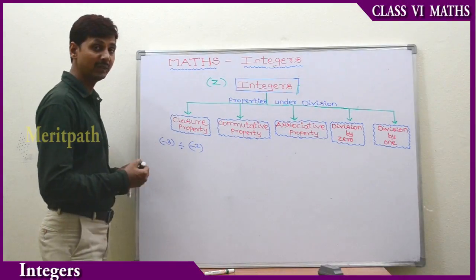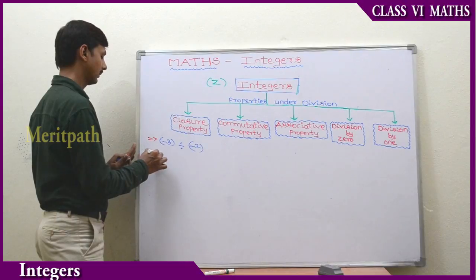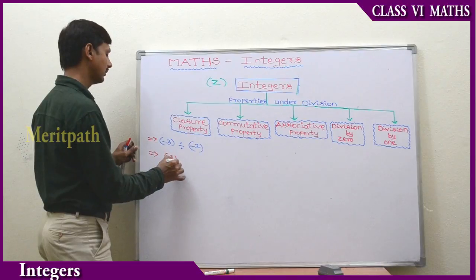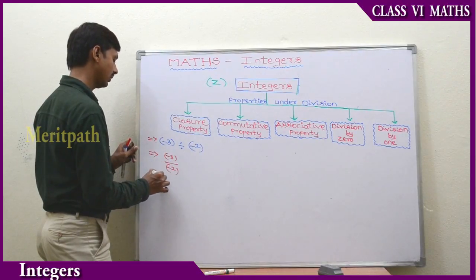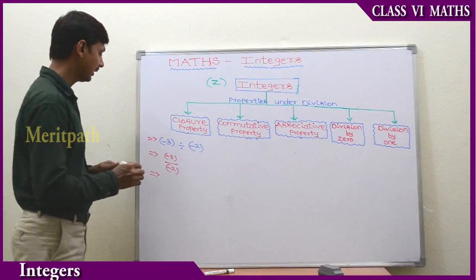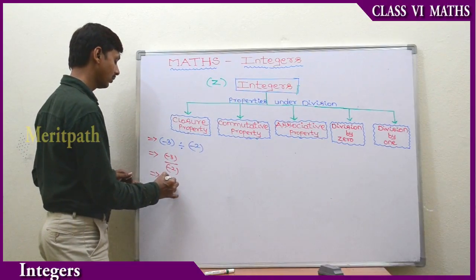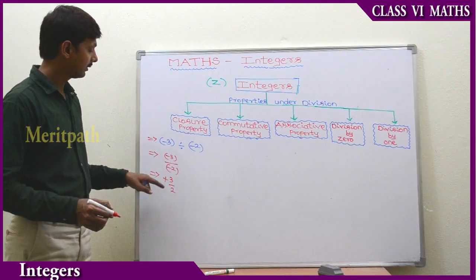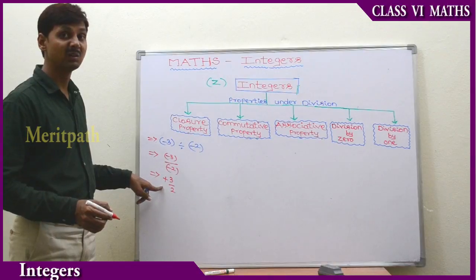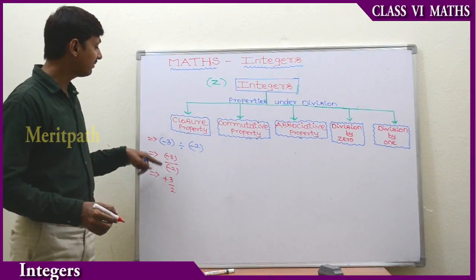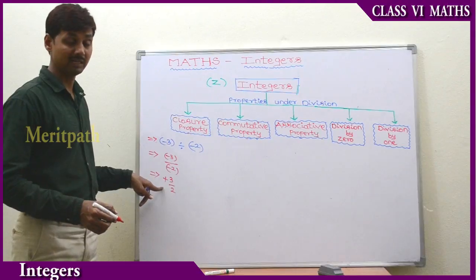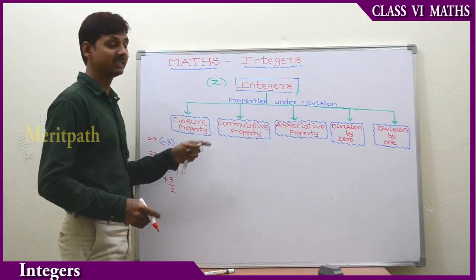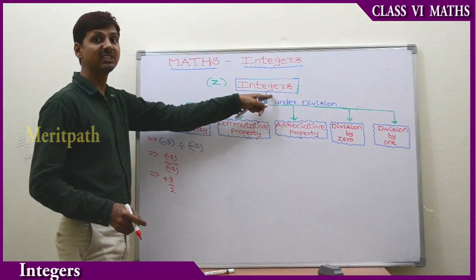So when we divide these two integers, we'll be getting the result in decimal places. It was -3 divided by -2. We know that minus divided by minus, we get a plus. So plus 3/2. So when we divide these two numbers, we'll be getting the result in decimal places. So when we divide two integers, we are not getting the result as an integer. So the closure property under division over integers is not applicable.